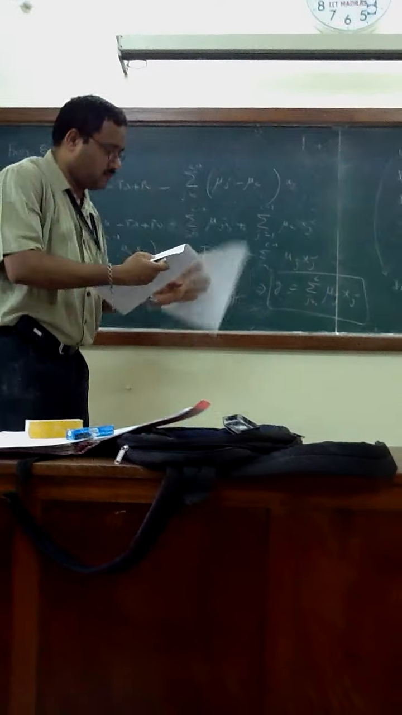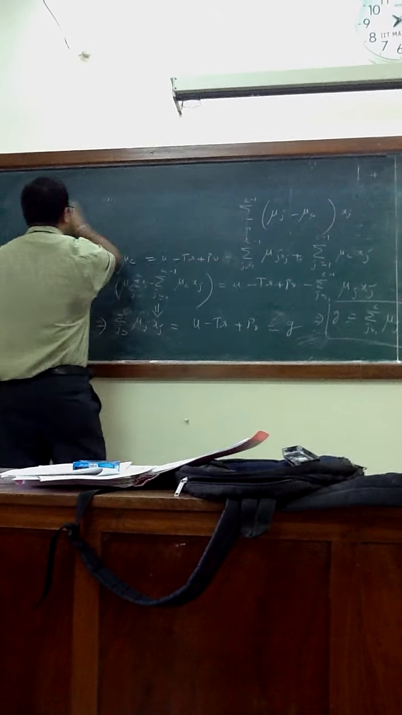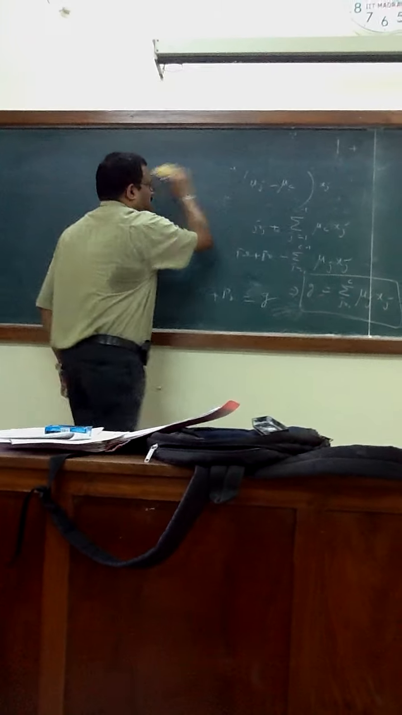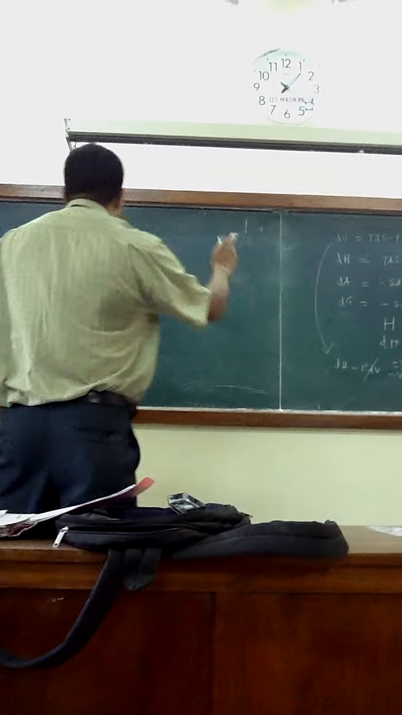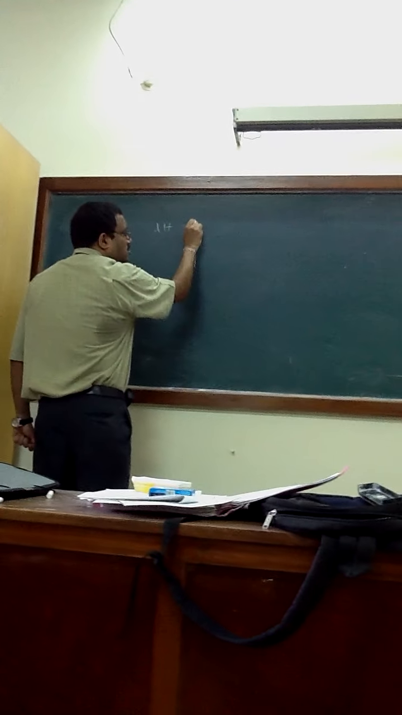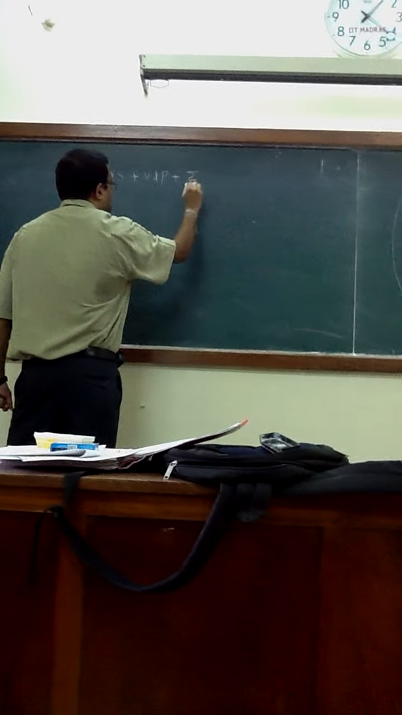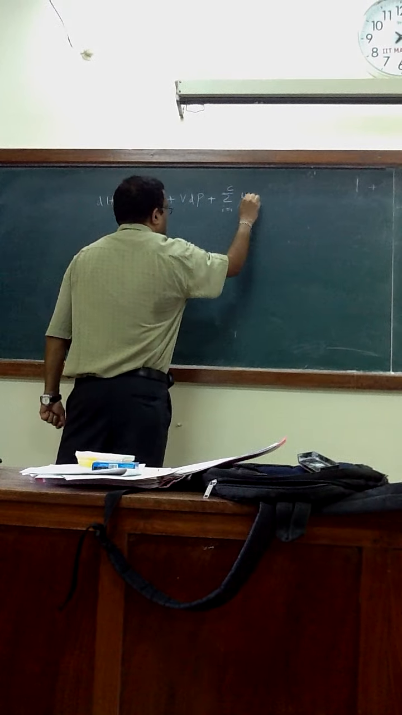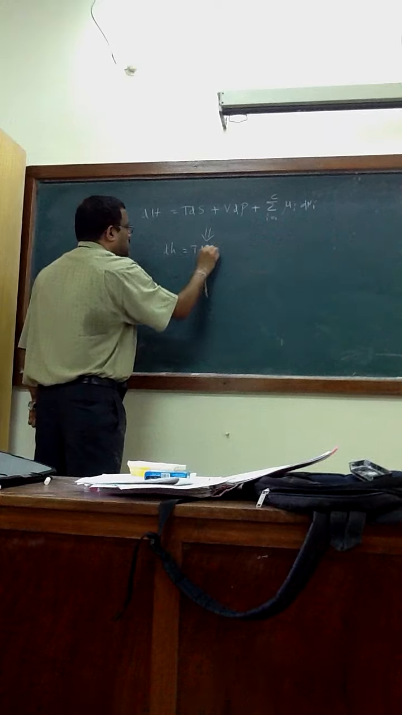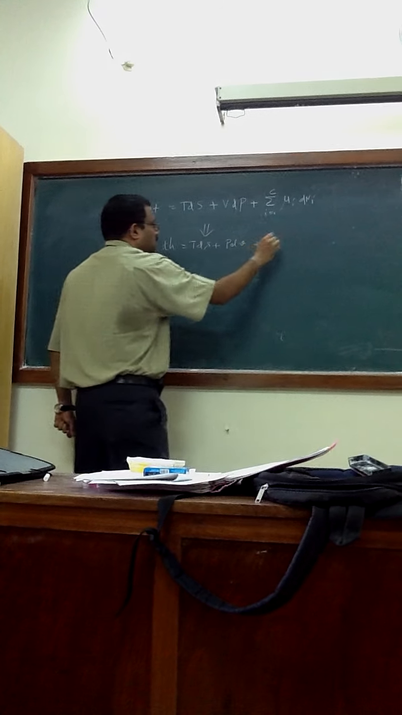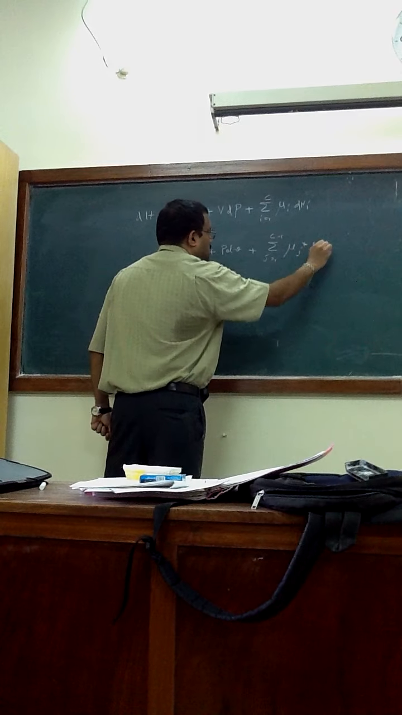Before I move to Gibbs-Duhem, there are so many issues I want to discuss. So dH equals TdS plus Vdp. Now we know summation i equals 1 to C of mu_i dn_i. How to prove from here? dH equals TdS plus Vdp plus summation j equals 1 to C minus 1 of mu_j star dx_j.